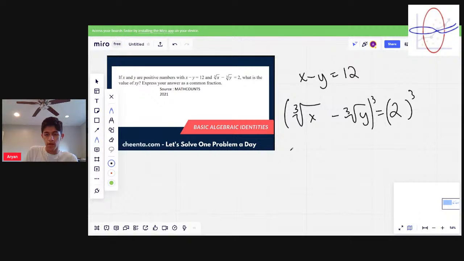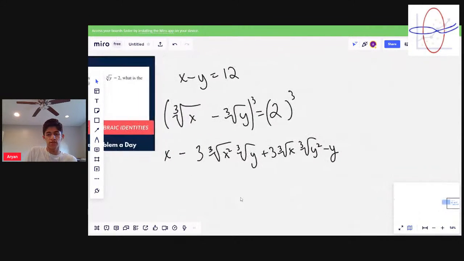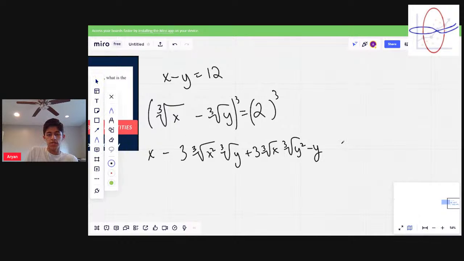So let's do this out. And what do you get? We get x, and then minus 3 times the cube root of x squared times the cube root of y. Then you have plus 3 times the cube root of x times the cube root of y squared, and then minus y. This is equal to 8, because 2 cubed is 8. And this is just an identity that you're going to want to memorize before your competition, right? And let's write this in a little neater format.